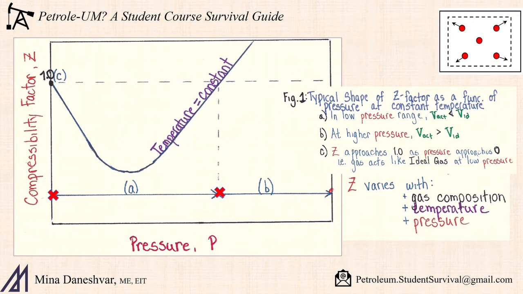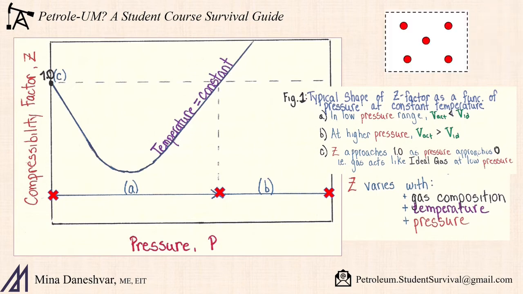At higher pressures, the actual volume is larger than that of the ideal. Here, the molecules are forced close together. Repulsive forces come into play, and Z is greater than 1. At Z equals 1 and pressure equals 0, the gas acts ideally. This is because the molecules are relatively far apart with low pressures. It is also evident from this plot that the Z factor will vary with gas composition, temperature, and pressure.